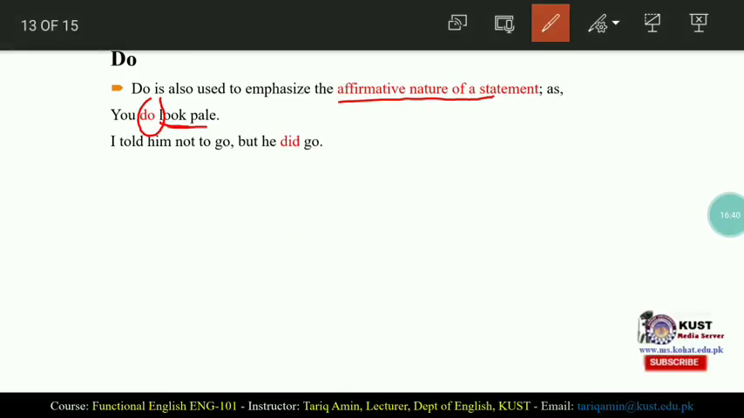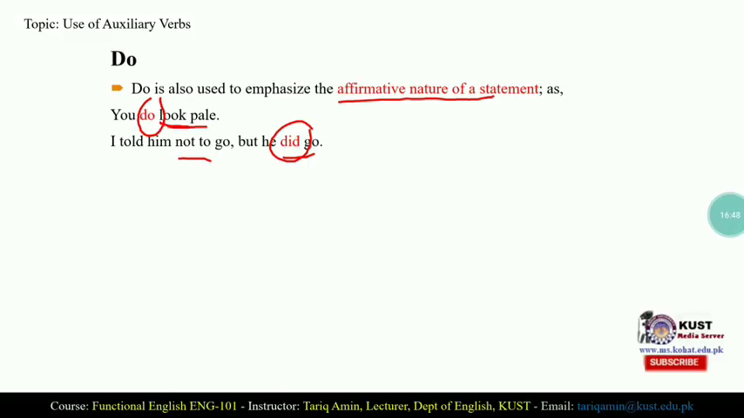I told him not to go, but he did go. We can say, but he went. But over here we have put did in order to emphasize the point.